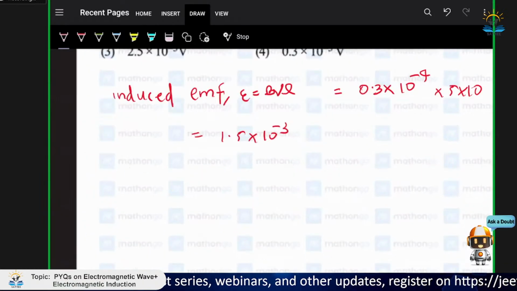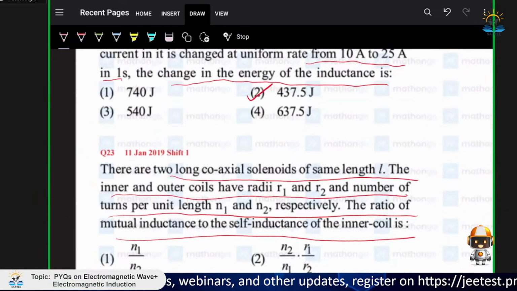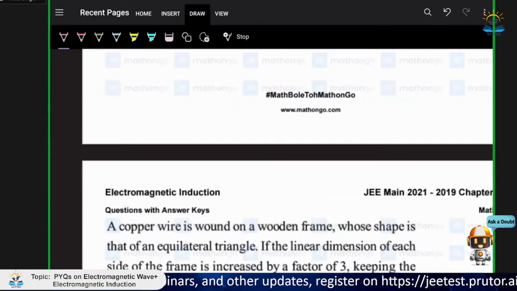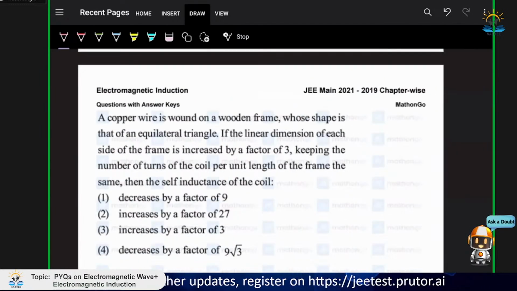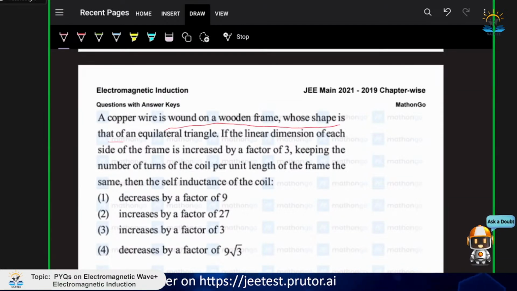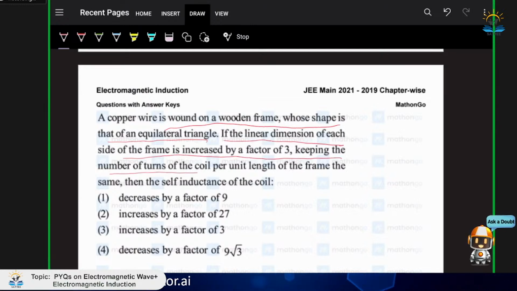Moving to this question. A copper wire is wound on a wooden frame whose shape is that of an equilateral triangle. If the linear dimension of each side of the frame is increased by a factor of 3, keeping the number of turns of the coil per unit length of the frame the same, the self-inductance of the coil is.